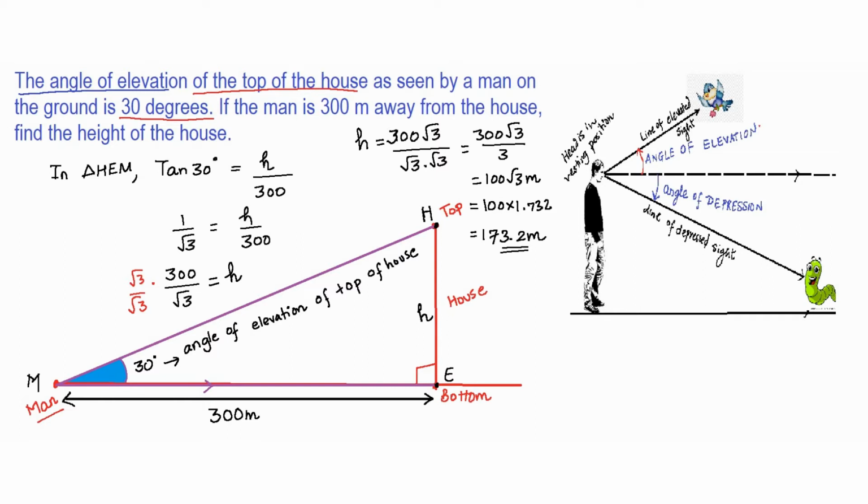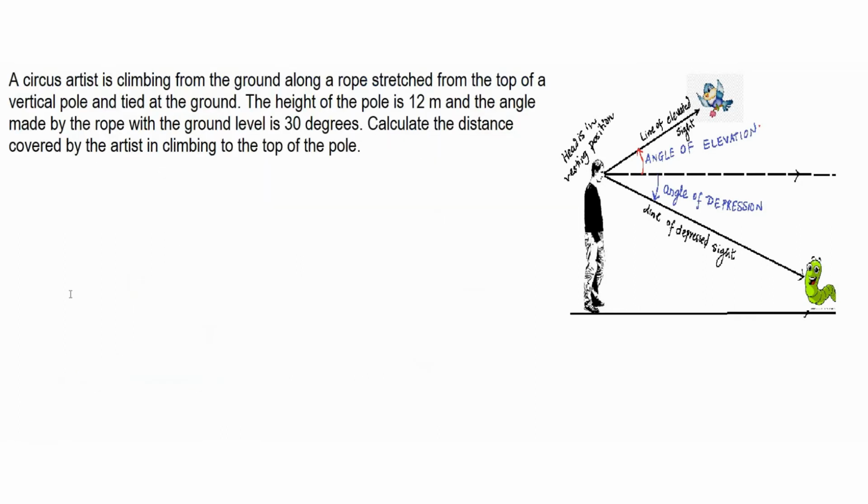Okay, let's try the next question now. So let us consider the following problem now. A circus artist is climbing from the ground along a rope. So the artist is climbing along the rope stretched from the top of a vertical pole and tied at a point on the ground. So let us now make the diagram.